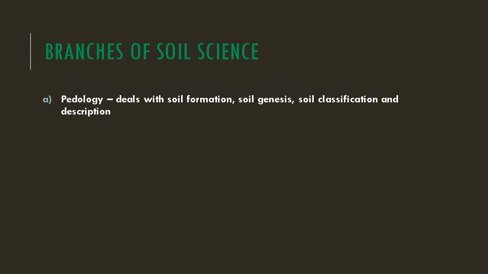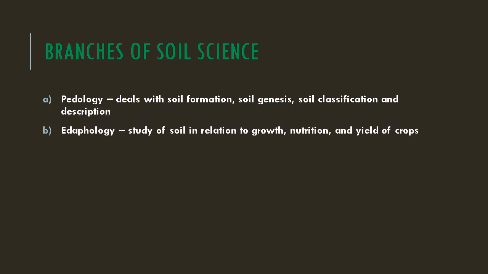Let's talk about the different branches of soil science. Now, we have two main branches of soil science. One is pedology, from the word pedon, and it deals with soil formation. It also talks about soil genesis, how the soil came about, what was the origin of the soil. It also talks about soil classification and description. Then another branch is edaphology. Now, when we're talking about edaphology, we are talking about the study of soil in relation to growth, nutrition, and yield of crops.